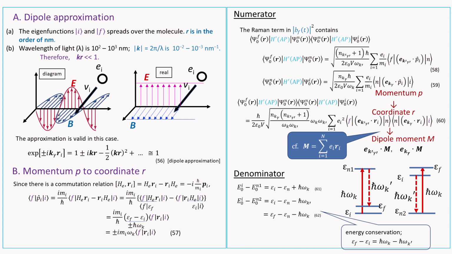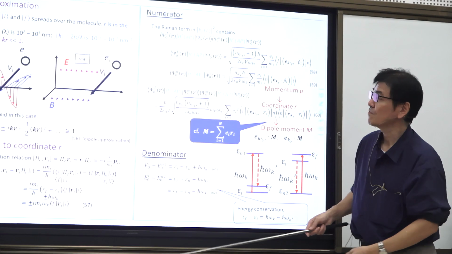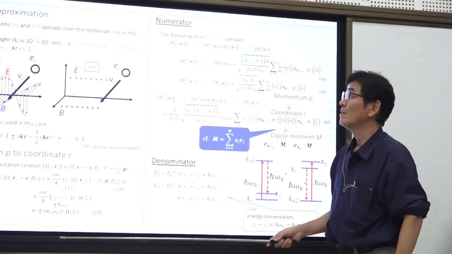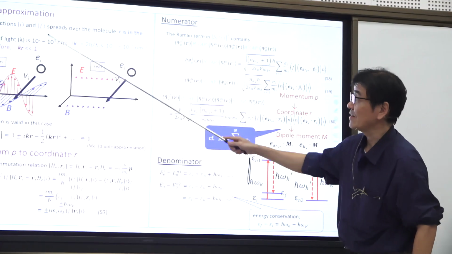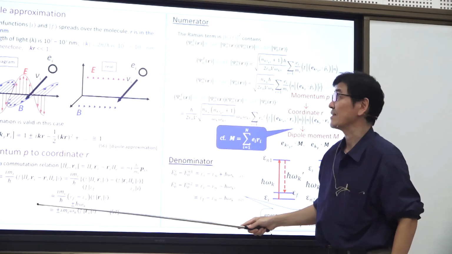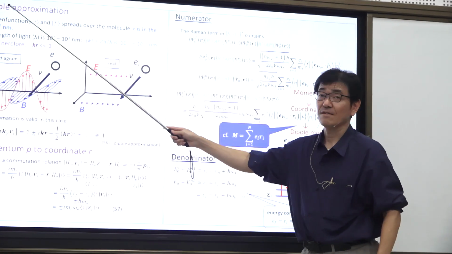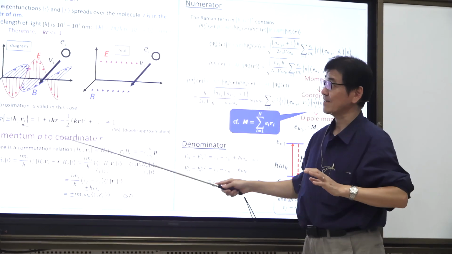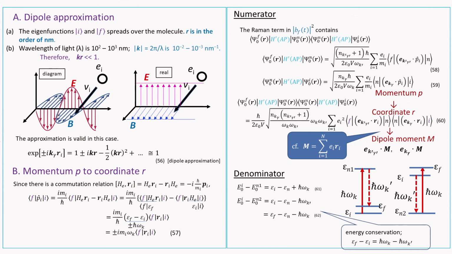For further consideration, we can use some useful relationships. First, there are two ideas. Please understand. First, for further derivation, we should understand two ideas. First is the so-called dipole approximation. Okay?